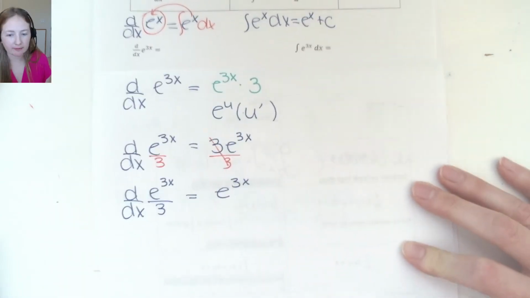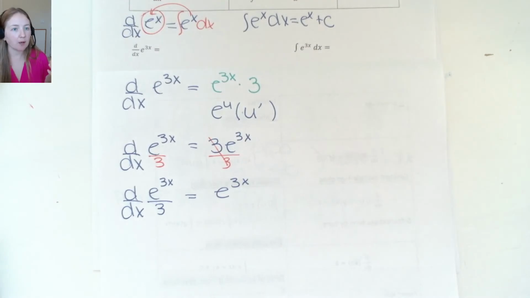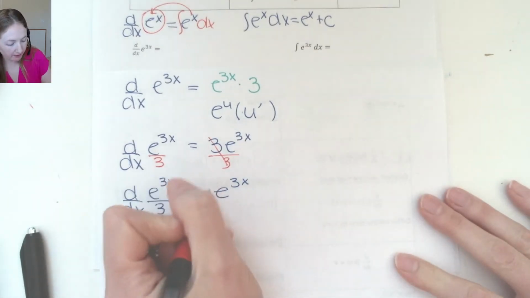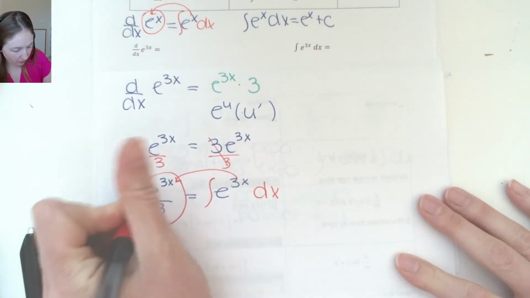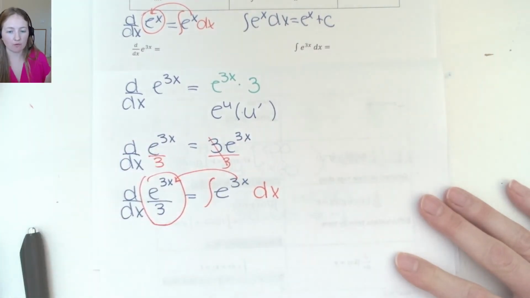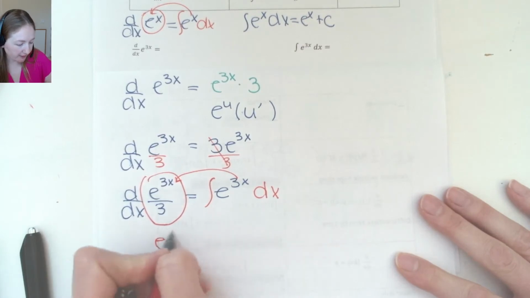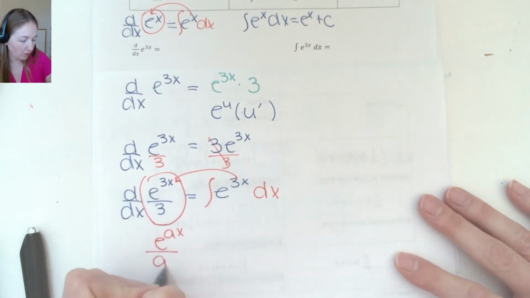Then you get this new equation, d over dx of e to the 3x over 3 is equal to e to the 3x. And then we can apply the integral, and that would tell us that the integral of e to the 3x dx must be equal to e to the 3x over 3. And that generalizes to e to the ax over a.